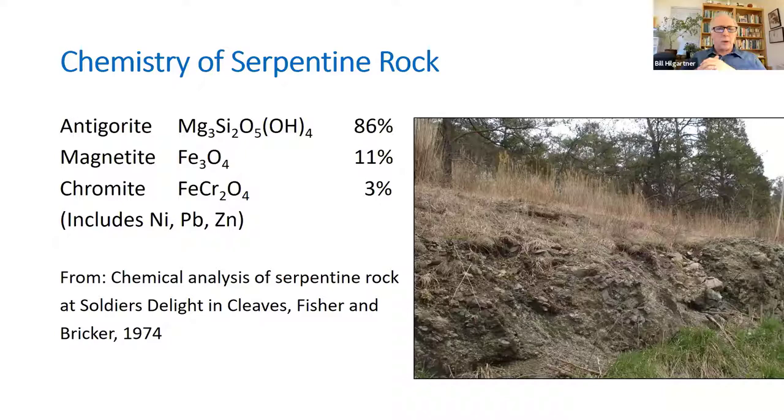The chemistry of the rock is very similar to that of Soldier's Delight, perhaps virtually the same, coming from the same formation or similar formations. Chemical analysis there, done in 1974 by Cleaves, Fisher, and Bricker, basically found that it's mostly antigorite, a mineral that's magnesium silicate hydroxide. It's got magnetite in it, so it's magnetic. If you stick a little magnet up to the rock, you'll often see the magnetism there. There's about 3% chromite, but it also includes a few other metals like nickel, lead, and zinc.